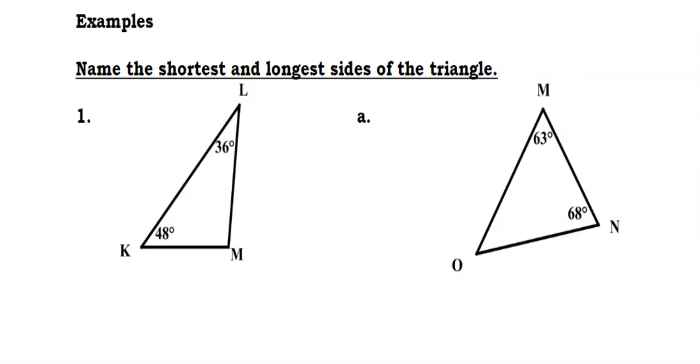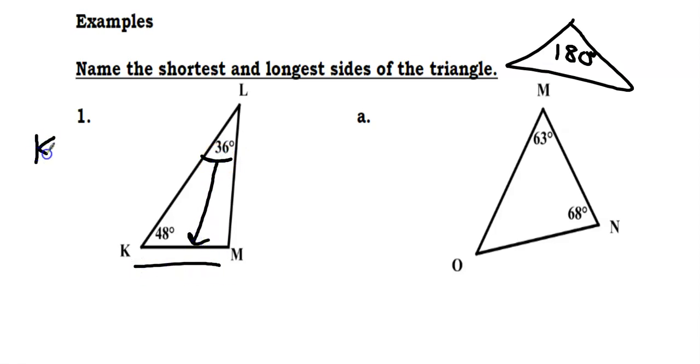All right, name the shortest and longest sides of a triangle. Please remember and make a note of this, that all triangles add up to 180 degrees. Okay, so what is the shortest side? Well, L, that's the shortest angle, so across the way is KM. So KM is the shortest side.